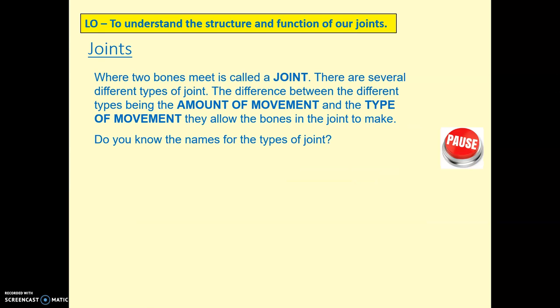Well, a joint is where 2 bones meet, and that is a simple definition of it. For example, a knee or your elbow. There are 7 different types of joint. The difference between the different types being the amount of movement and the type of movement. So there's different types of joints in our body, and it's dependent on the movement and type of movement.